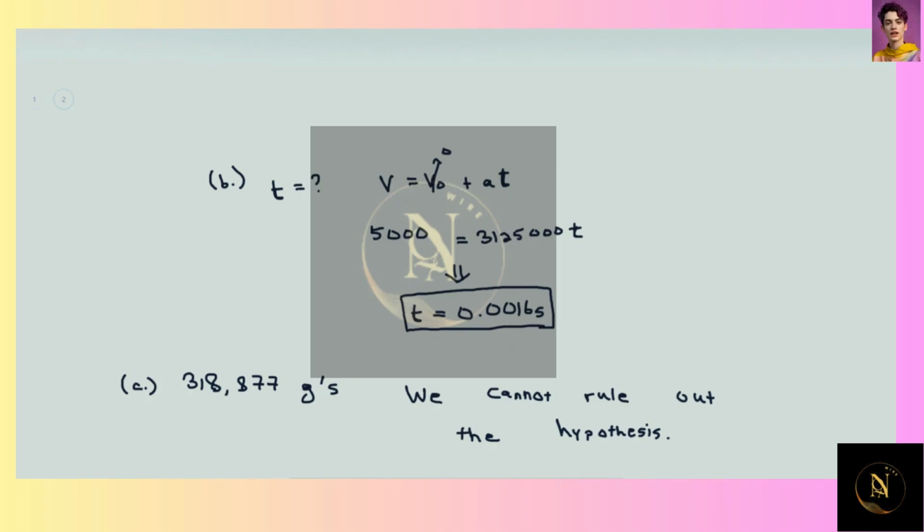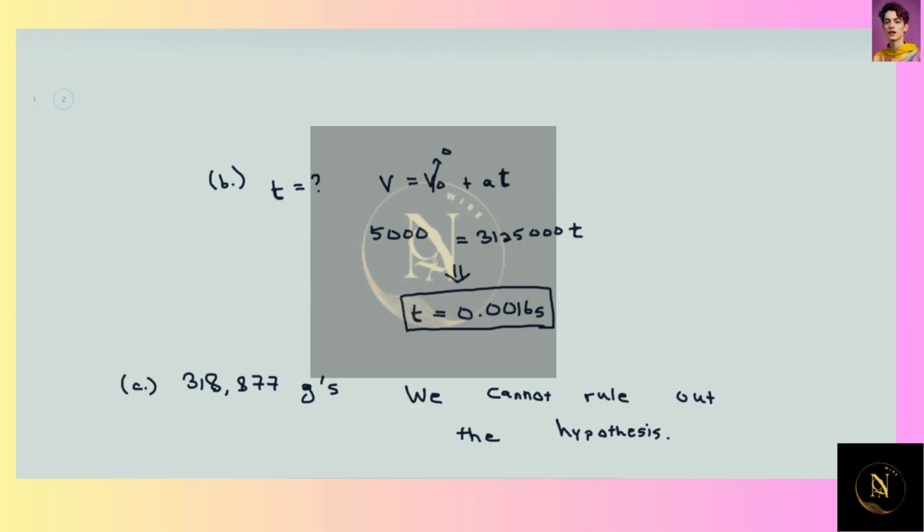Part B asks for the time. And to get this, I use another kinematic equation, that V is equal to V naught plus A times T. Now V naught is 0, and A was calculated in part A as 3,125,000. And so plugging in 5,000 for V, that big number for A, and then solving for T, I get a T value of 0.0016 seconds.